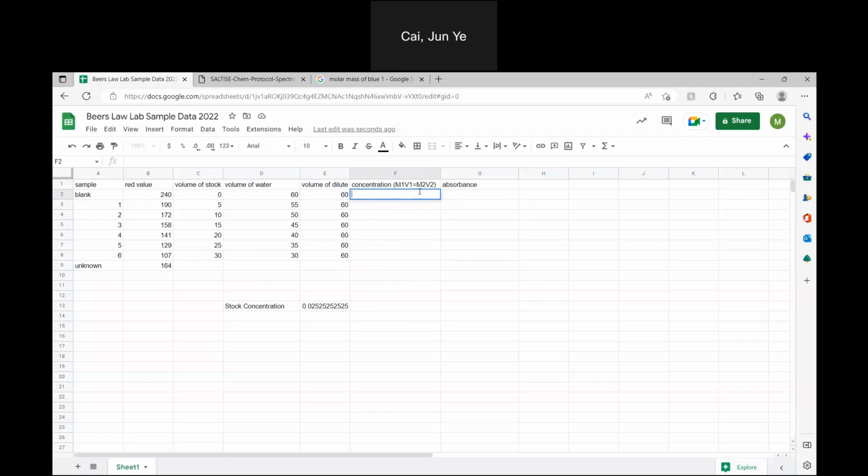This will be equal to our concentration M2, which is going to be solved for in this column of the graph, by dividing by the volume of our dilute sample, which in this case is 60 for all of them. So essentially we're making Google Sheets calculate our concentration all in one shot. So we simply do equal to M1, that's the molarity of our stock solution, which in this case is this. We could just copy this number, or click right here.